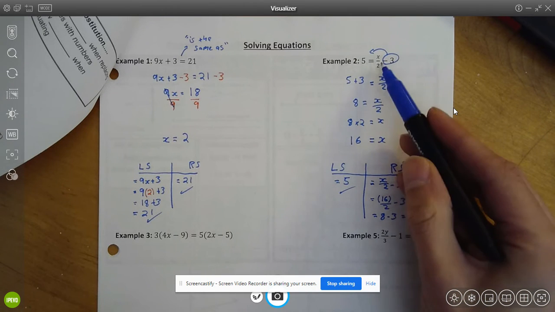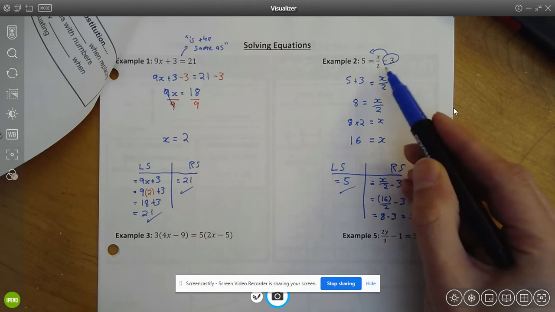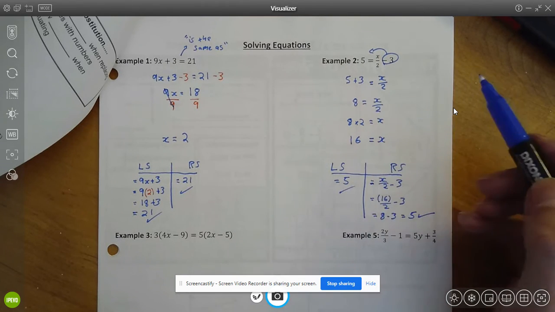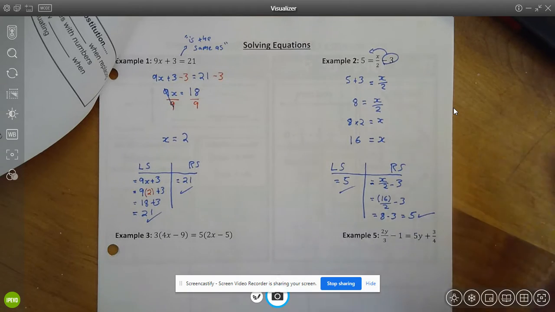So again, if I'm solving for x, I need to get rid of everything else on the same side. And when things move across the equal sign, I'm just doing the opposite operation. So negative becomes positive, or multiplication becomes division, etc.